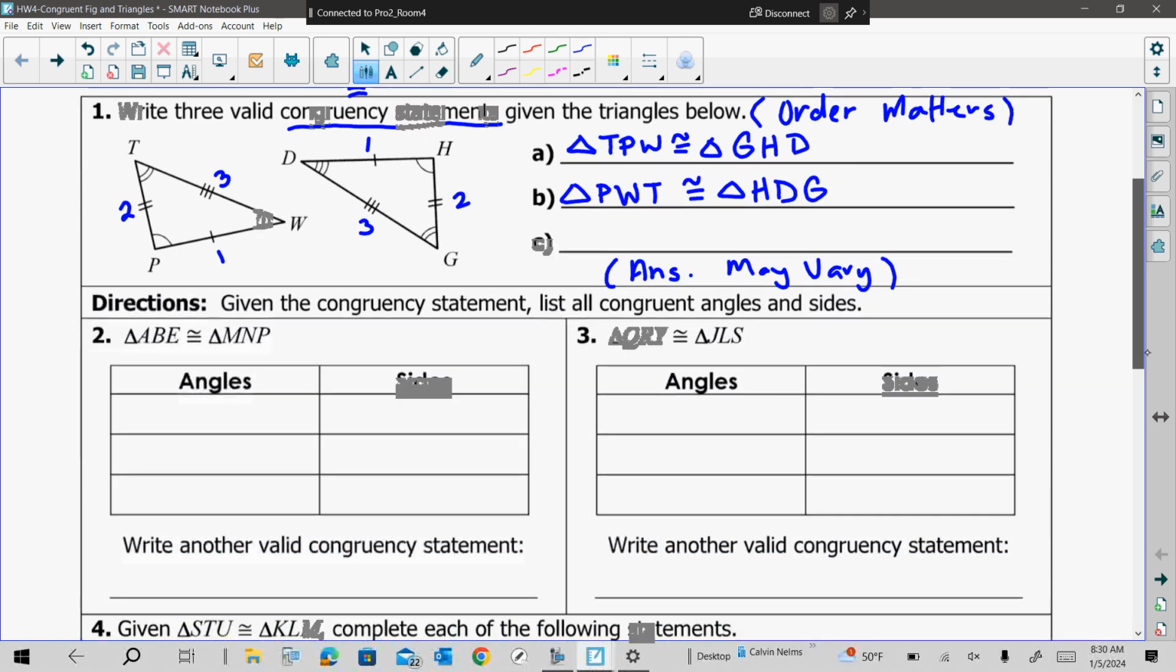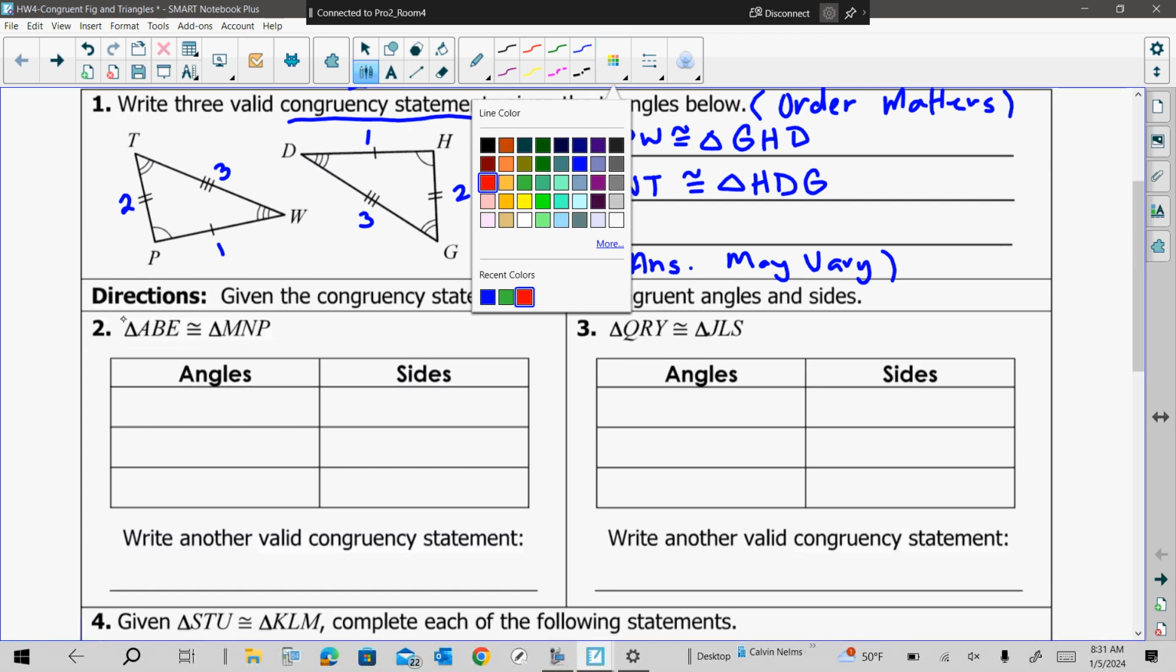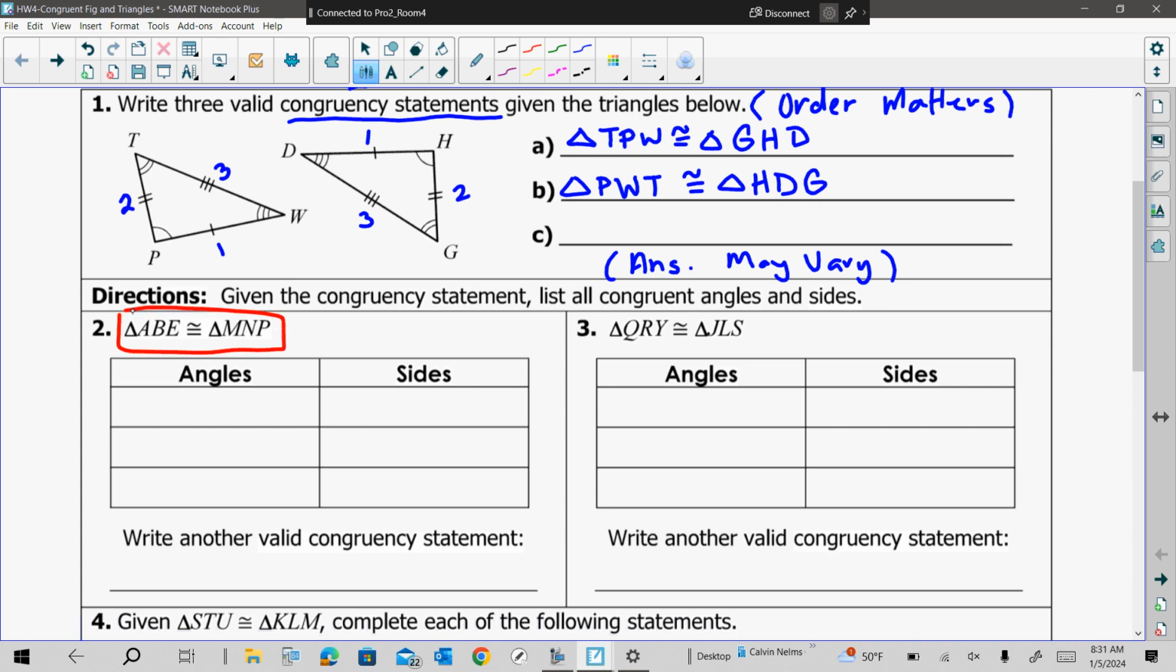Now, for this next section, given the congruency statement, so here on number 2, they're giving you the letters of the name of the triangle. And so we know which parts correspond by looking at that order. We're going to list all congruent angles and sides. If I start with angles, all I need is 1 letter. So angle A, the first letter in the statement, is going to be congruent to angle M, the first letter in the second part of the statement.